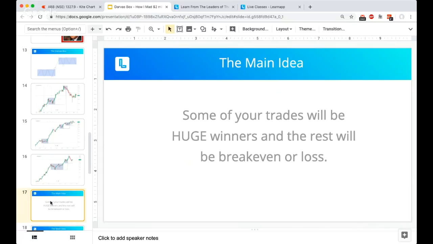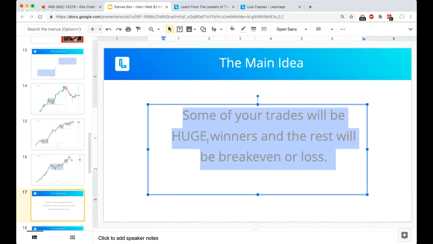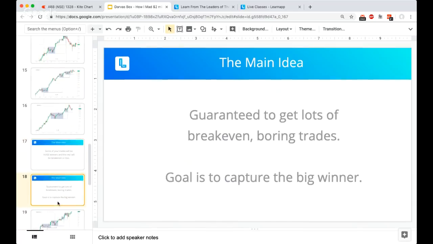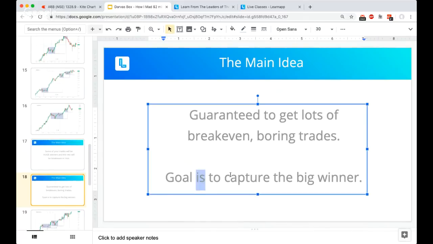And that's the point of his system. Some of your trades will be huge winners and the rest will be break even or loss. Got it? Just like any money manager, most of your investments or trades will be duds. Only some of them will do an amazing job to give you a return. And that's the point with Darvis. So one thing is guaranteed. You'll get lots of break even, boring trades, but the goal is to capture that one or two or three really big winners.